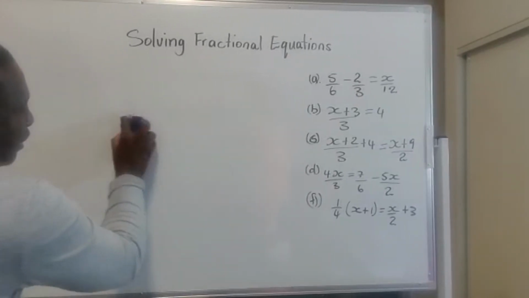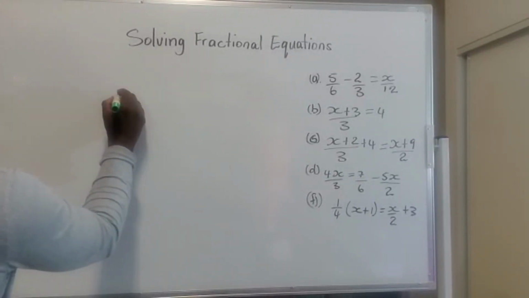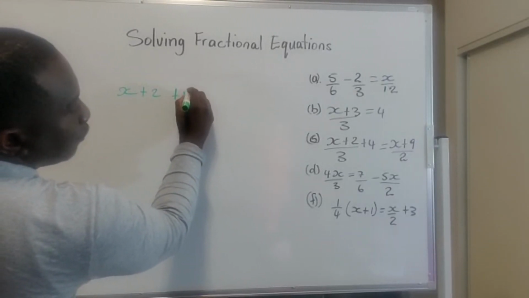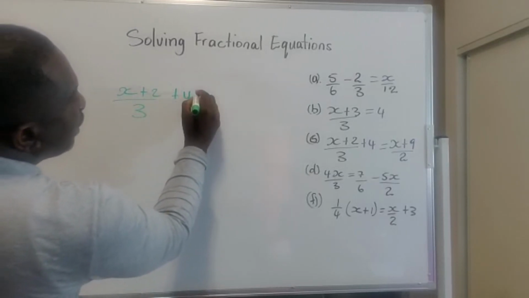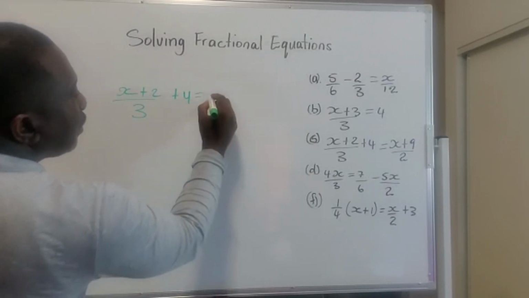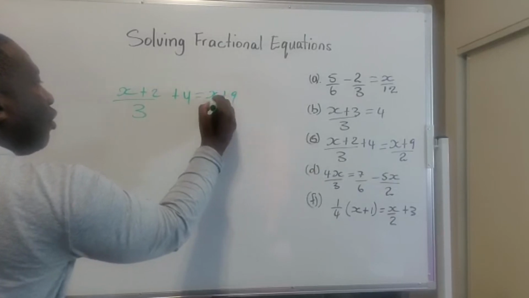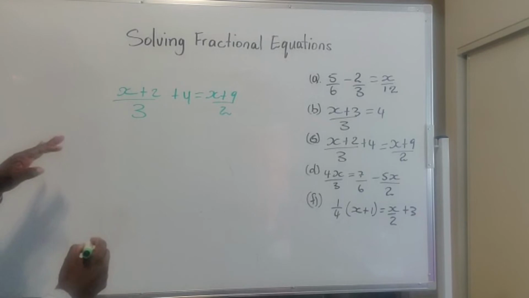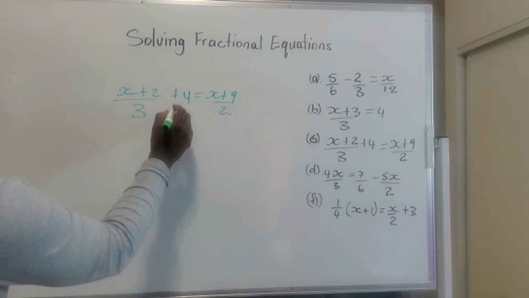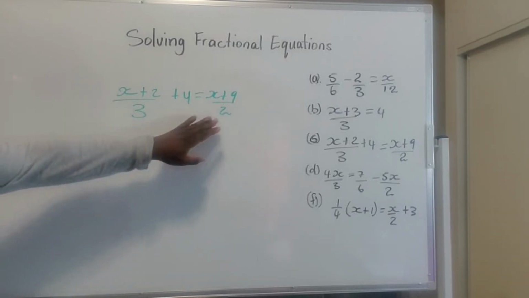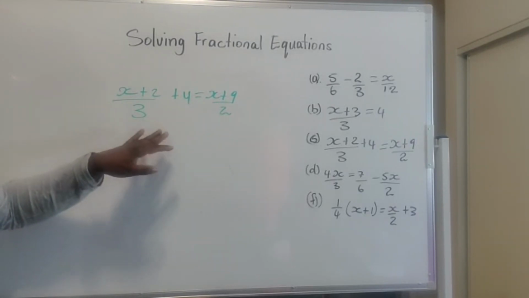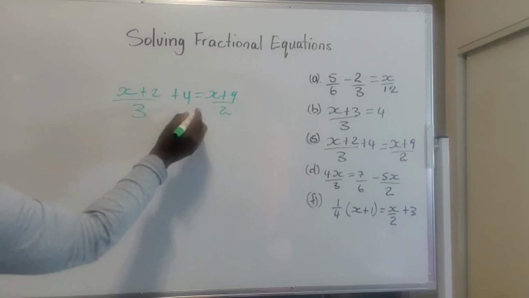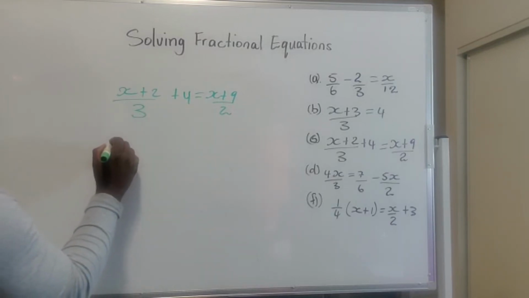Next problem is x plus 2 plus 4, this is upon 3, is equal to x plus 9 all over 2. So let us solve. Again, we need to identify the least common denominator. In this case, I believe that 6 is the least common denominator. So I'll multiply each aspect of the equation by 6.